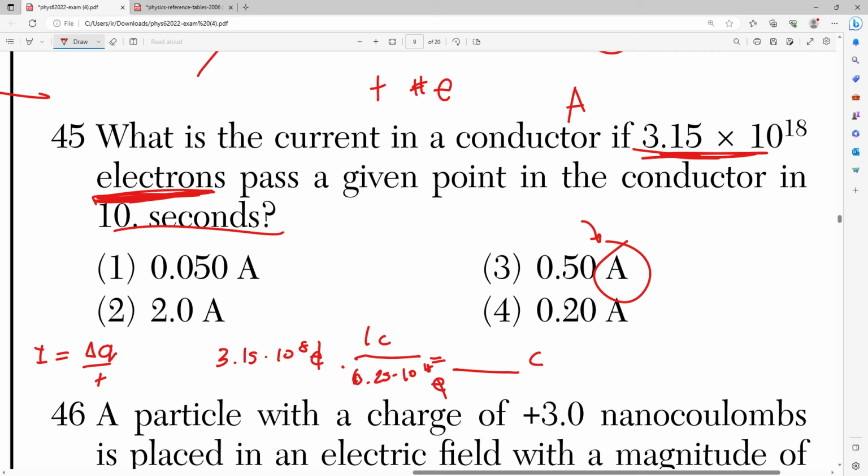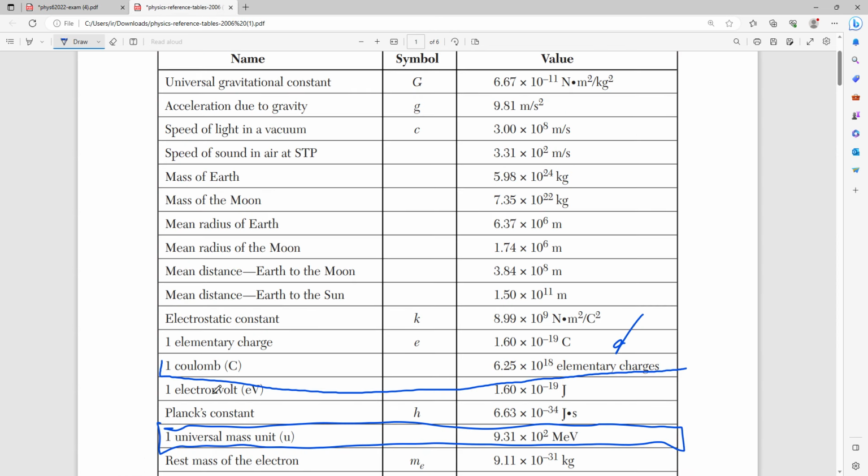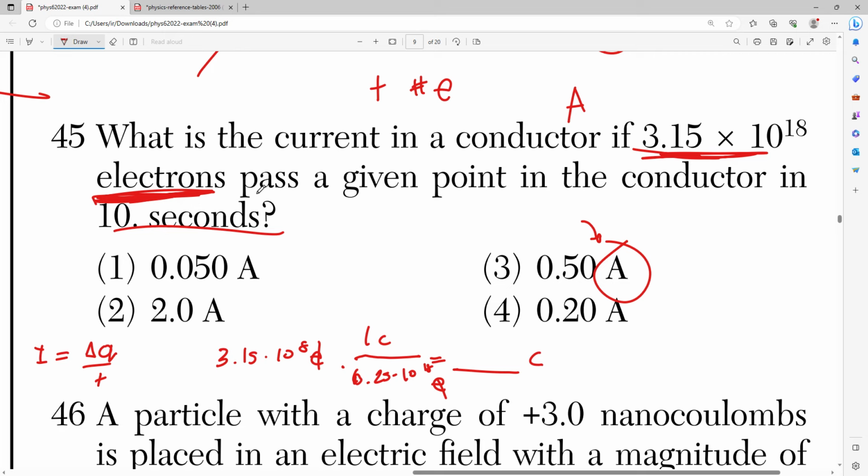3.15 times 10 to the power of 18 divided by 6.25 times 10 to the power of 18. That's going to give me 5 point something, and then once we plug in that 5 point something, we're going to have to divide that by 10, and when you divide that by 10, that's going to give you an answer of 0.05 amps.